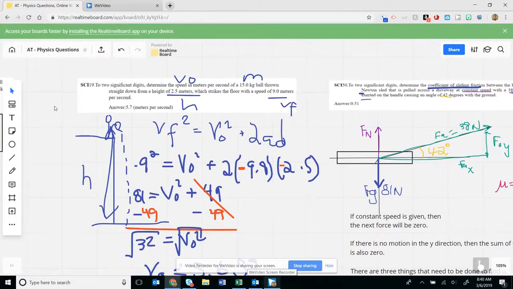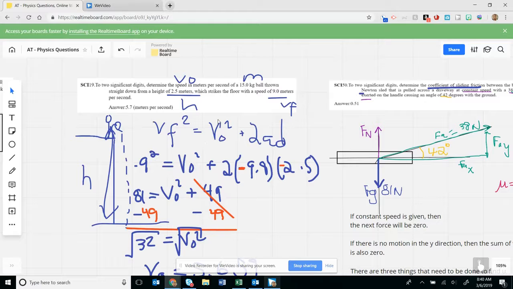The next one asks us to determine the speed in meters per second of a 15-kilogram ball thrown straight down from a height of 2.5 meters, which strikes the floor at a speed of 9 meters per second. So this would be considered a kinematics problem, vertical motion, or you could also look at it with kinetic and potential energies. The way I approached it here was with one of the motion equations.